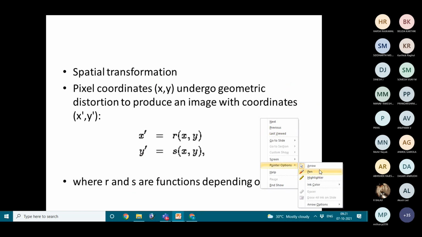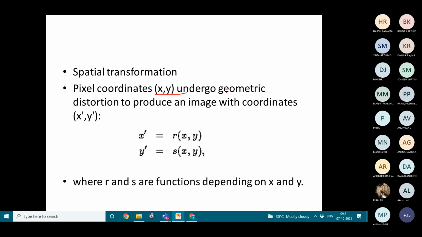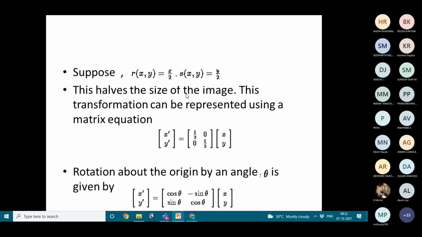In spatial transformation, the pixel coordinates x, y go under geometric transformation to produce the output image. So x prime is some r of x, y, and y prime is some s of x, y. r and s depend on the x and y values, and also on what type of transformation they are going through. If r of x, y is x by 2 and s of x, y is y by 2, we are reducing the pixel coordinates to half.